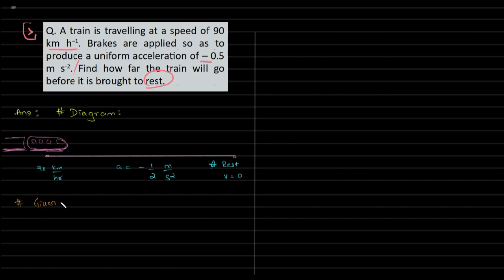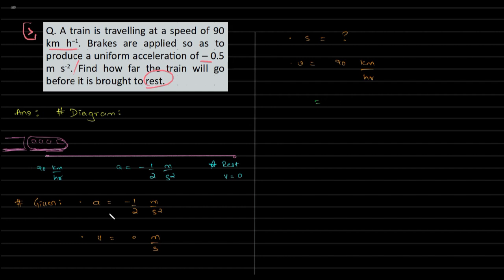So we have given acceleration, which is minus half meter per second squared. Then we have velocity, that is equal to 0 meter per second. And we have s, which is to be found, right? And we have u, which is 90 km per hour. Okay, so how do we go about doing this?